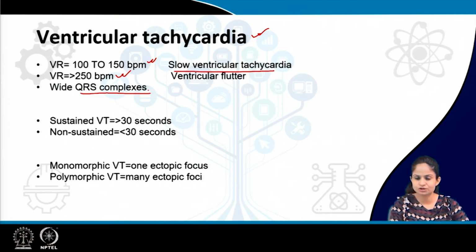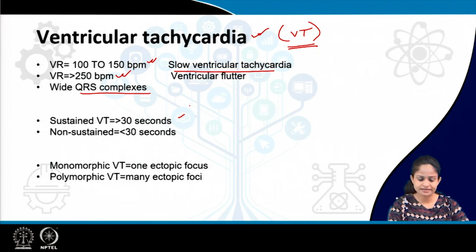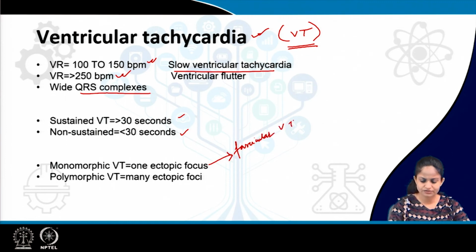Besides that, the classification can be based on the anatomical location from where the tachycardia is occurring, and the duration of the tachycardia. Sustained VT means it is occurring for more than 30 seconds. Less than 30 seconds is non-sustained VT. Monomorphic ventricular tachycardia means only one ectopic focus is there in the ventricles from where the re-entry phenomenon is occurring. Generally, fascicular ventricular tachycardia is usually monomorphic VT.